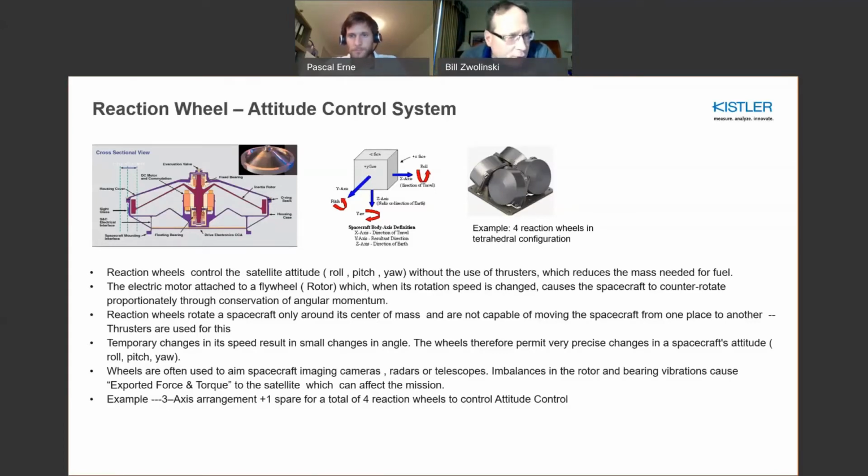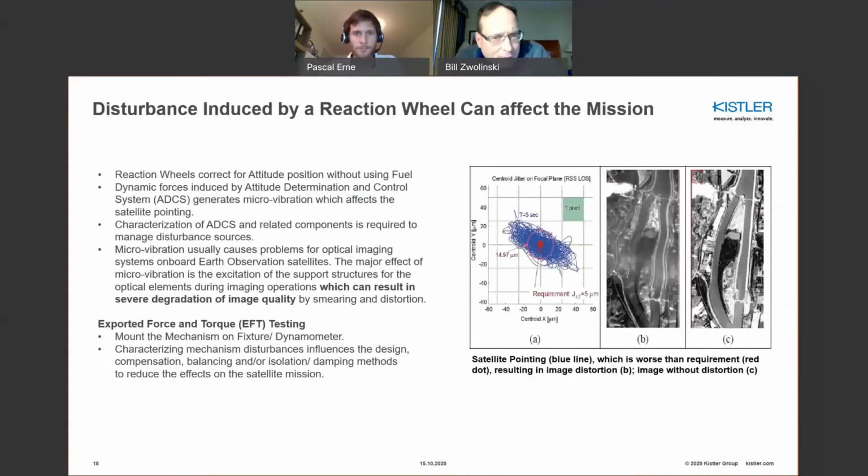They have an electric motor and a rotor which spins. As rotational speed is changed, it can change the orientation of the spacecraft. And there's actually an attitude control system around this type of device, factoring in these parameters and then making the right commands to compensate. With any reaction wheel, since it's a rotating mechanism, it itself has to be balanced, okay? And there's going to be an exported force and torque associated with that as well. So what I show here is just an example of what happens.